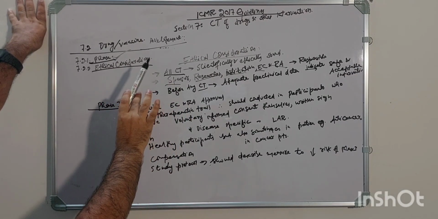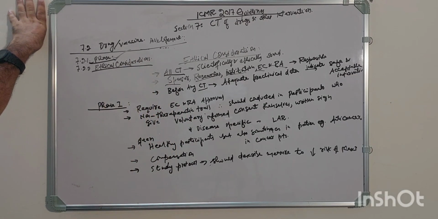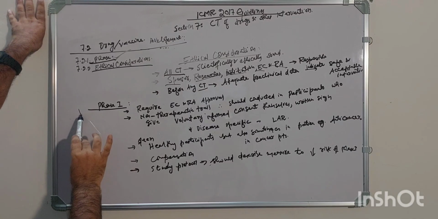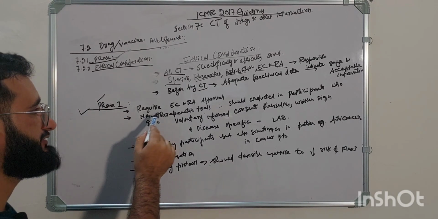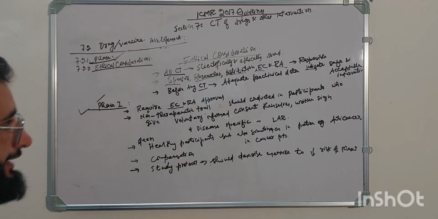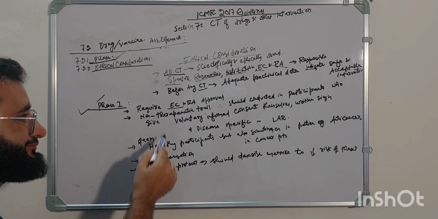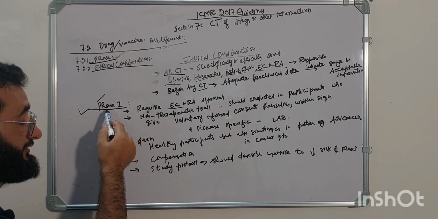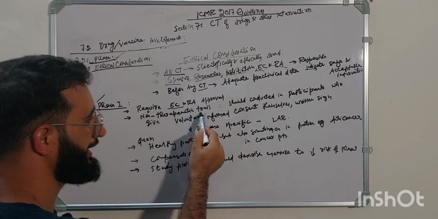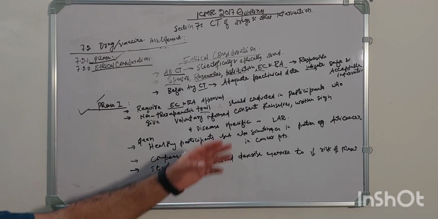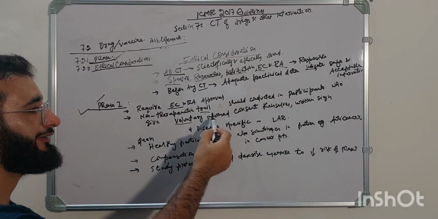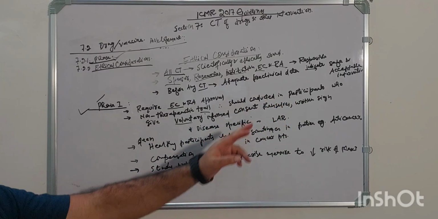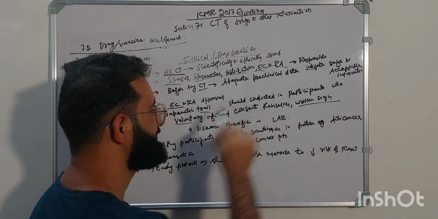Then ICMR also mentions specific things with respect to phase 1. They have discussed that phase 1 requires ethical and regulatory approval, and this phase 1 is a non-therapeutic trial. So it's a non-therapeutic trial, and therefore it should be conducted in participants who give voluntary informed consent themselves, with a written signature.